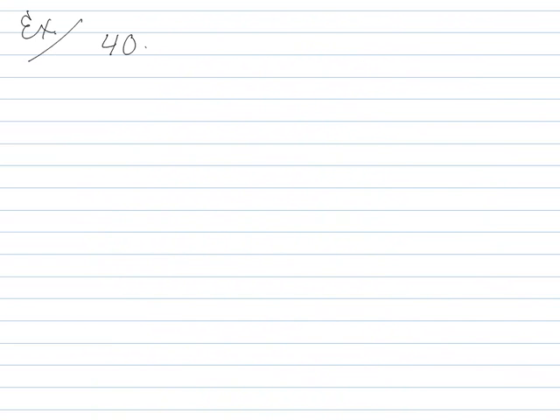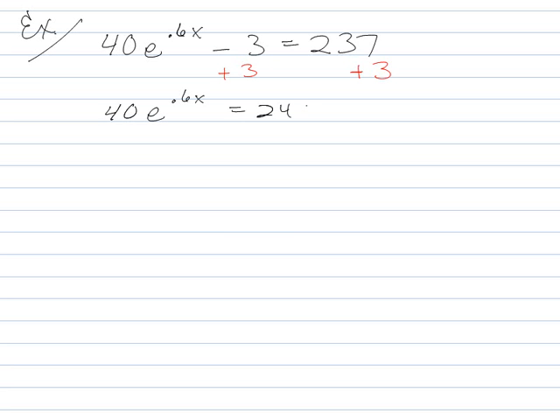Let's try another one. Say we've got 40e to the 0.6x minus 3 equals 237. Now we can't just go crazy and start taking the log of both sides, right? Because we have to isolate the exponential. So go ahead and move our 3 over. Now this still isn't good enough. I need to get the e to the 0.6x all by itself, so I have to get rid of that 40. So I'll divide both sides by 40. So I've got e to the 0.6x equals 6.